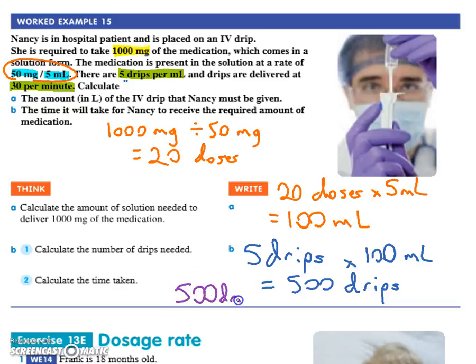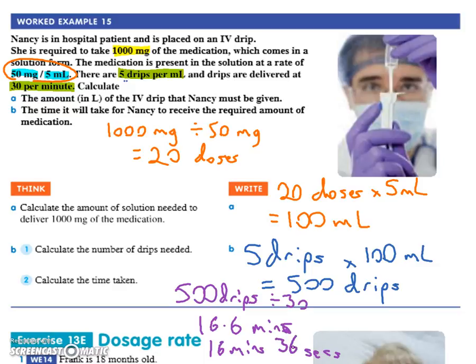You got 500 drips divided by 30. How many 30s go into there? So you got 16.6 minutes. Everyone happy with that? Yeah. Now, if they ask for it in minutes and seconds, there's 16. No. 16 tenths. Sorry, not 48. Silly man. 1/10 of a minute is 6 seconds. So 6/10 is 36 seconds.